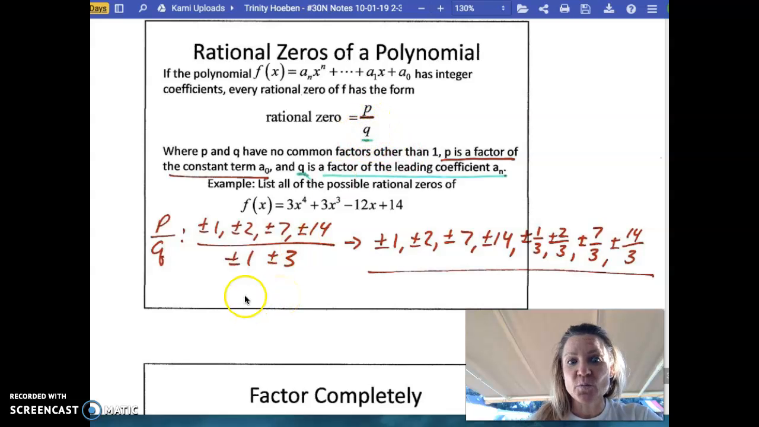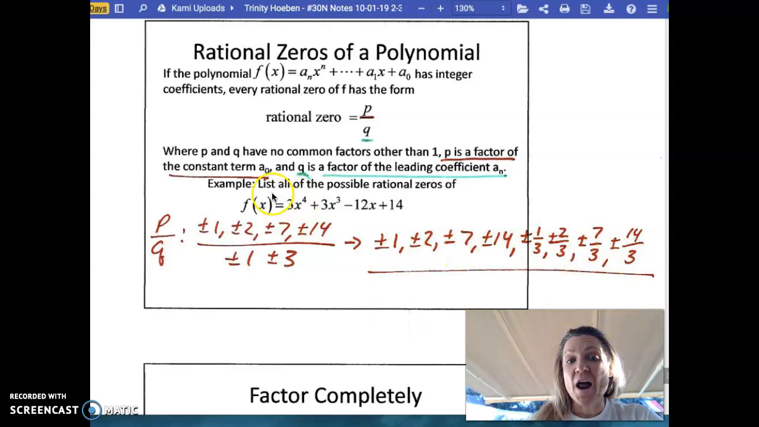Okay, so we're going to write each of these as a fraction. Start with the easy ones first: when you have 1 as a denominator, it's just whatever is in the numerator. So 1 over 1 is 1, 2 over 1 is 2, 7 over 1 is 7, 14 over 1 is 14. Those first 4 should be easy. Now we're going to do fractions with 3 in the denominator: 1 over 3, 2 over 3, 7 over 3, 14 over 3, plus or minus of each of those.